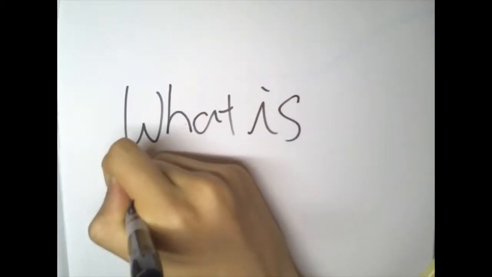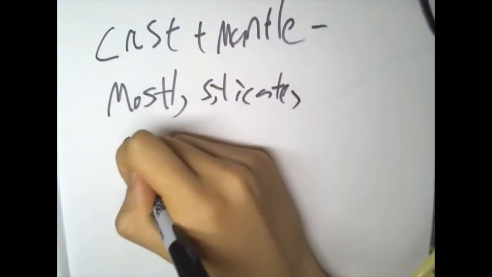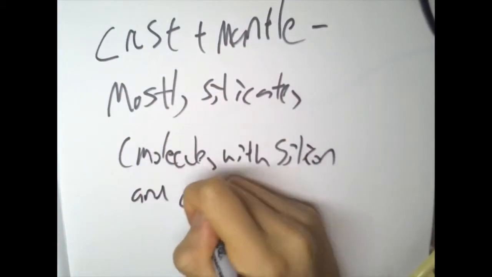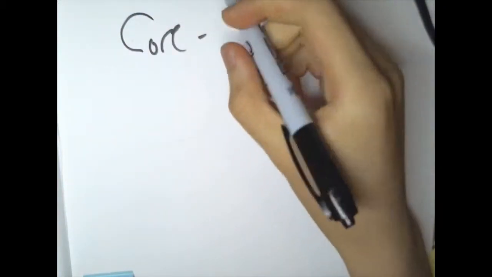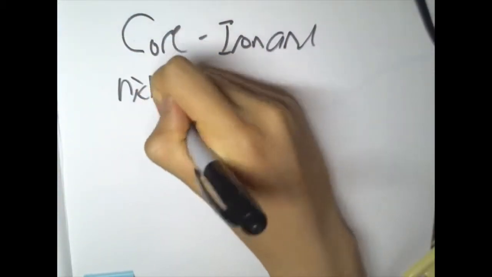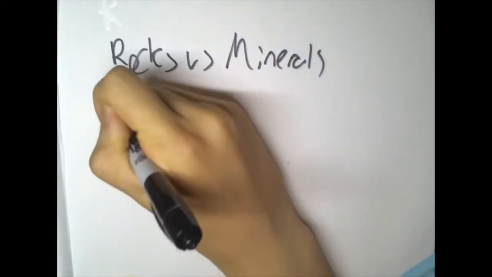Finally, the interior of the Earth. What is it made of? Well, the crust and mantle are made up of mostly silicates, which are rocks that contain silicon and oxygen. An elemental analysis of the crust reveals almost half of it is oxygen. Over a quarter is silicon, and the most abundant metal is aluminum. The outer core is made out of both iron and iron-nickel alloy, but the inner core is made out of pure iron. While we're talking about iron, let's talk about rocks and minerals.